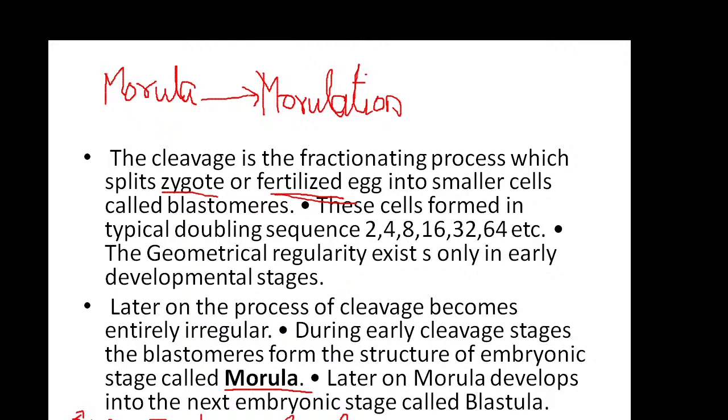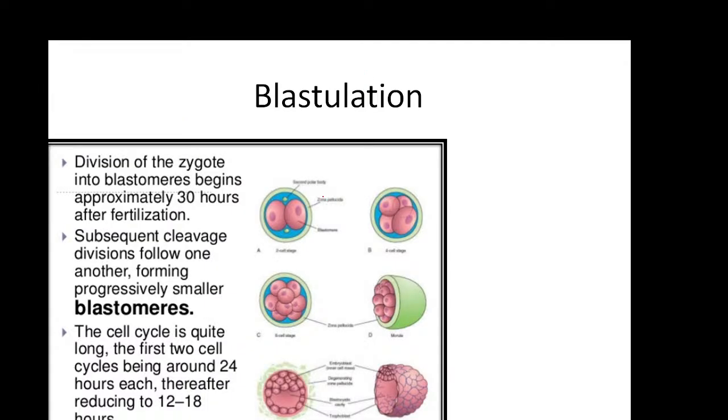Next, the morula differentiates to form a structure called a blastula. Morula is a thick mass of cells, or a group of cells. There is no cavity inside. But after morulation, the process which takes place is blastulation. Blastulation means formation of a blastula.